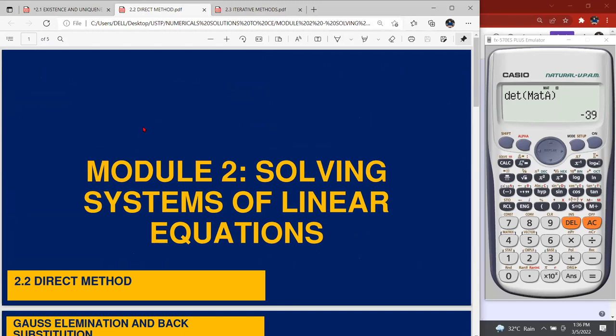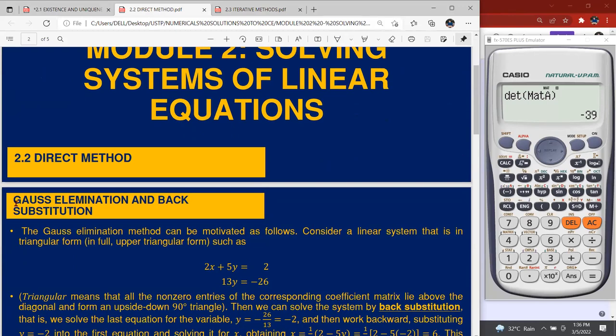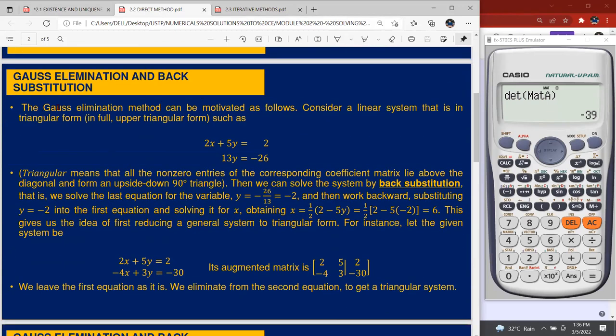okay, this is the first method in solving systems of linear equations. First is the direct method. And sa direct method, atong itackle is the Gauss elimination and back substitution. Okay? So the Gauss elimination method can be motivated as follows. Consider a linear system that is in triangular form, in full upper triangular form. Okay? Such as this is a full triangular form if ever kani ang given equation.